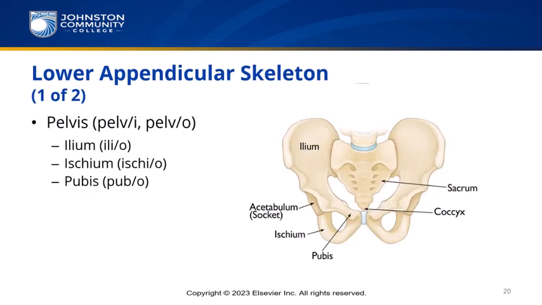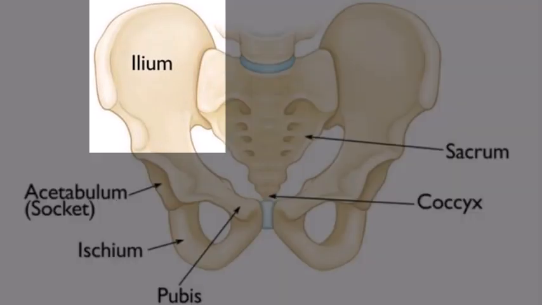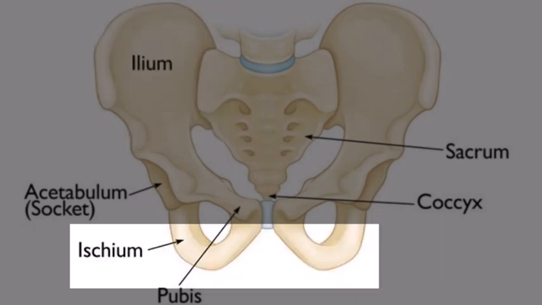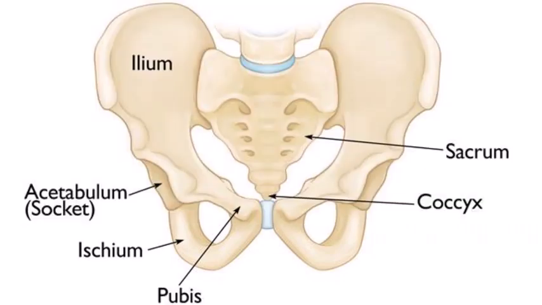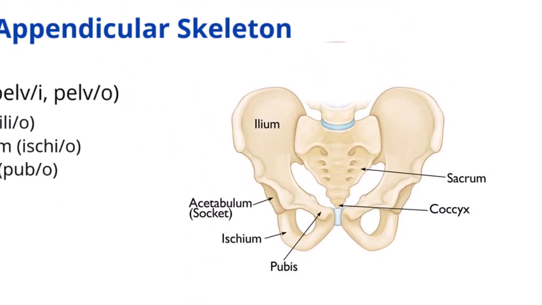Now let's review the lower appendicular skeleton a bit. That includes the pelvis, which gives us ilium, ischium, and the pubis. The bones in the pelvis are the ilium, the superior and the widest bone, and the ischium, which is the lower portion of the pelvis. This is the part that we sit on. And the pubis, which is the lower anterior bone of the pelvis.